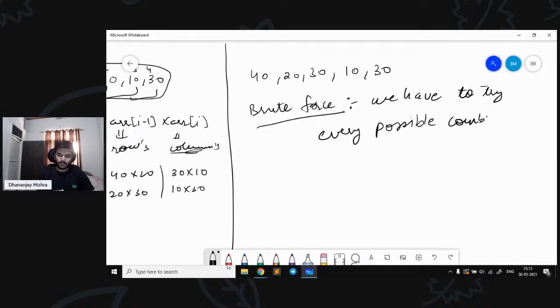Every possible combination. So guys, I hope you are understanding that whenever a new question comes to you in which you get the idea that you have to try every possible combination and there is no other way of solving it other than trying all the possible combinations, you should always go with brute force. So now, how do we check all the possible combinations? For trying all the possible combinations we have recursion, right? So brute force approach means recursion.